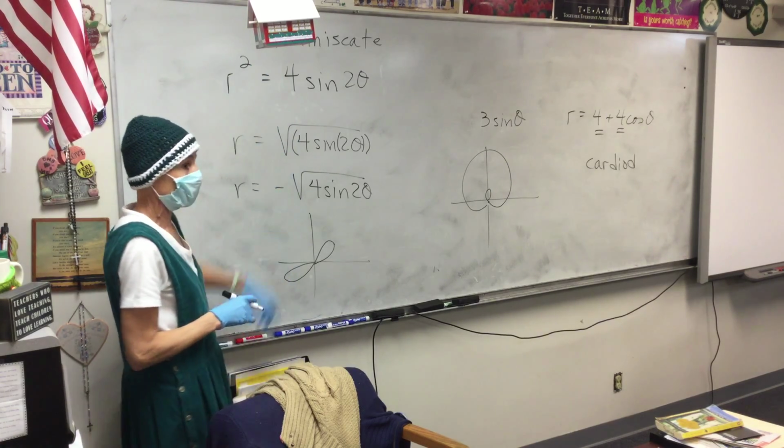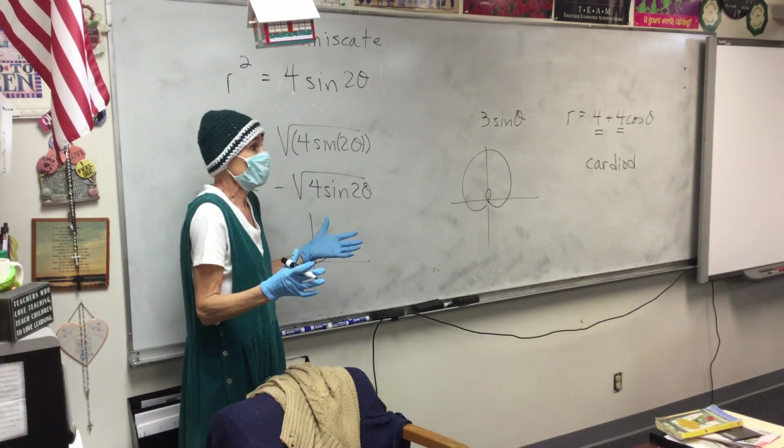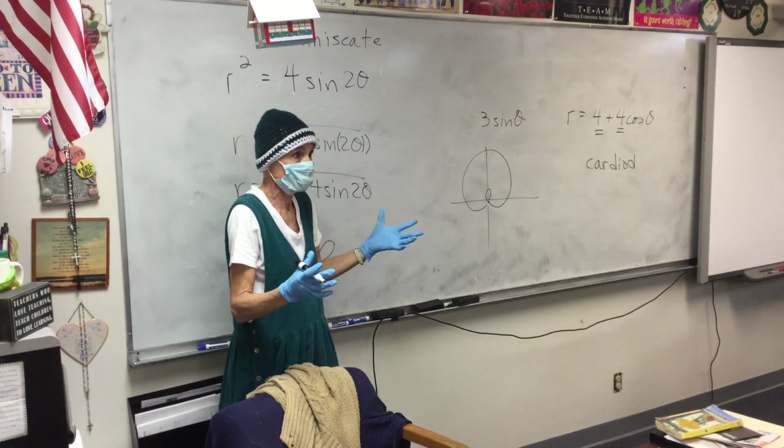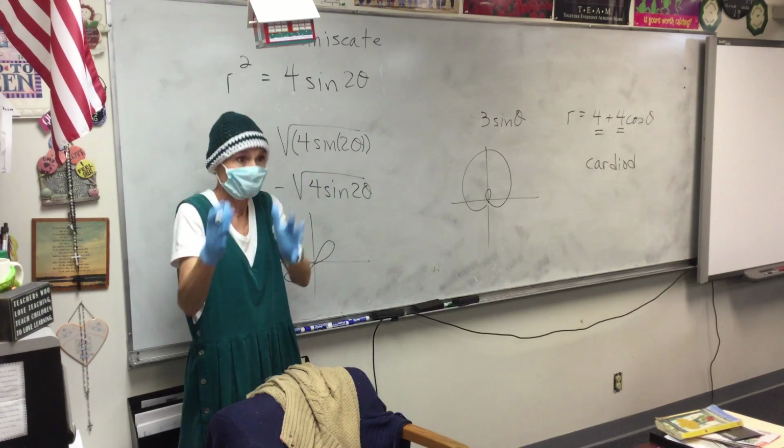It's going to be r squared. Now, you can make up your own equations, kids. There are zillions of kinds of equations. I'm describing only these basic 4 families, okay?